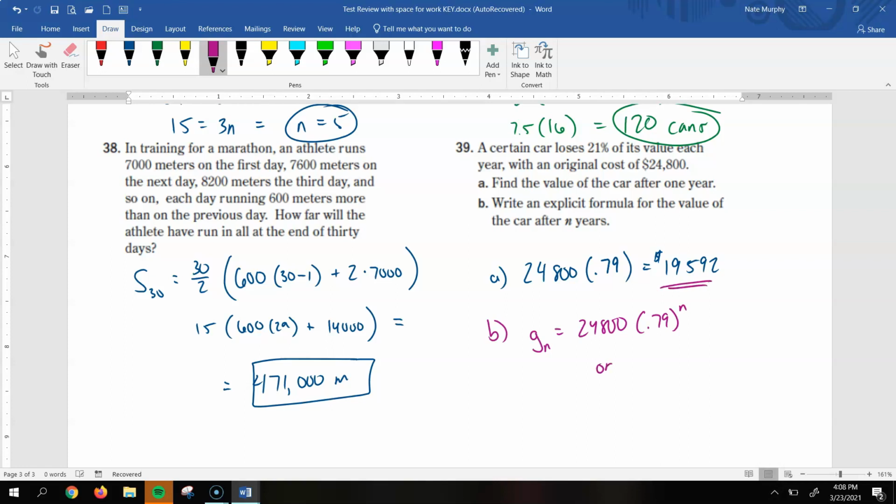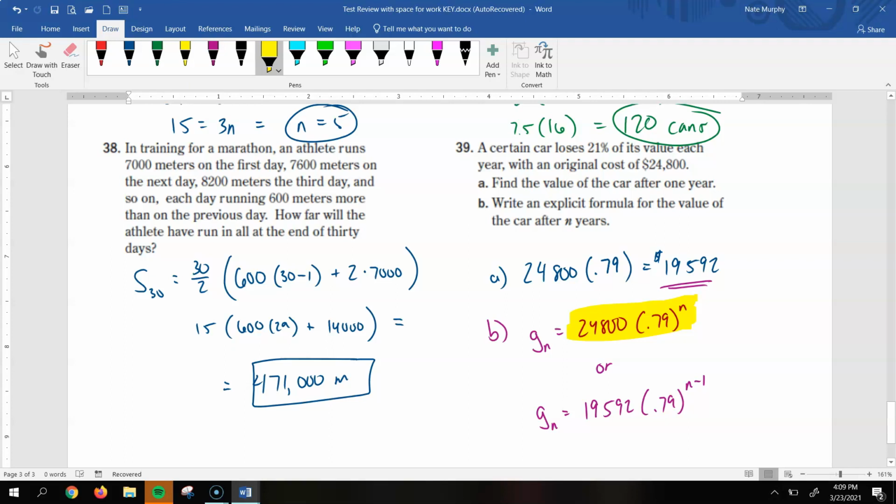Or if you're going to use this number, then we'd have 19,592 times 0.79 to the n minus 1 power. Okay, so either one of those would be correct. Typically, I like using the one where we just have n as our exponent. In that case, 24,800 would be our initial amount, our starting amount. Otherwise, if we do it after the first year, then we would use the 19,592 times 0.79 to the n minus 1 power. But personally, I think the first one is a better equation. But both of them would actually be the same.